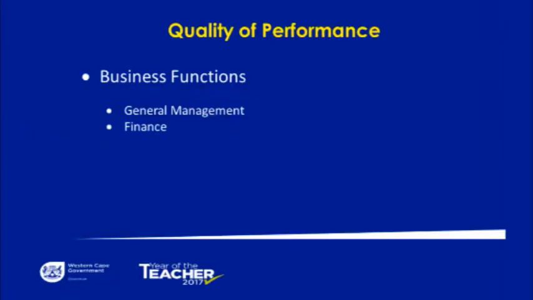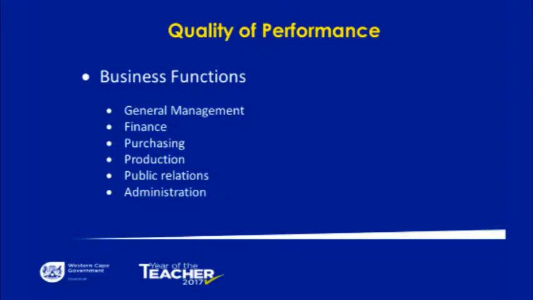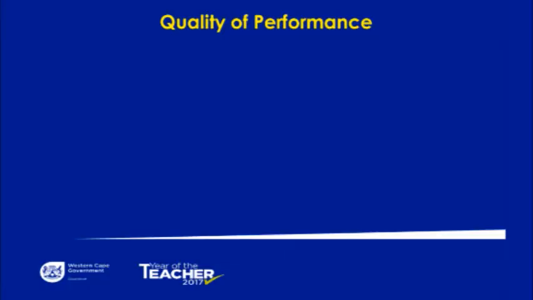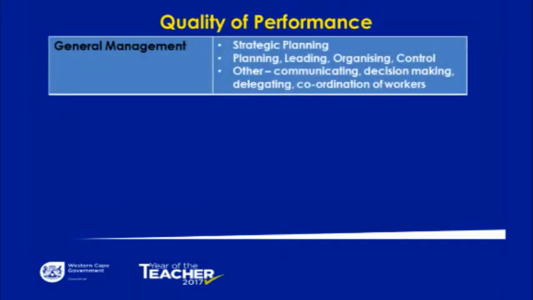So, as you know, the 8 business functions are general management, finance, purchasing, production function, public relations, administration, human resource function, and marketing. And so when we look at these functions, it's important to know what each function is about. And so when you don't remember, just remember that each function gives you a clue. And so, for example, general management has always got to do with managing the overall business. And so in this function, we deal largely with strategic planning.